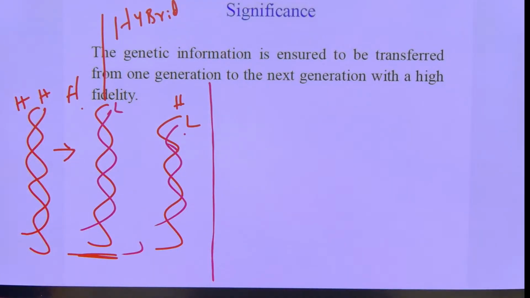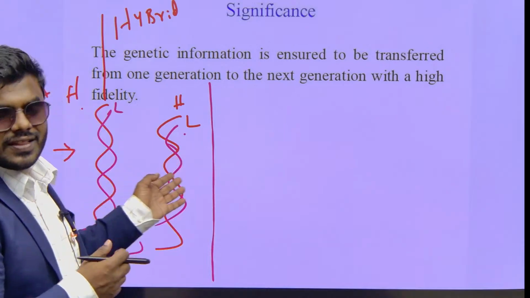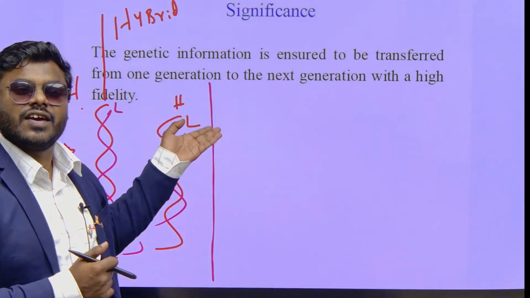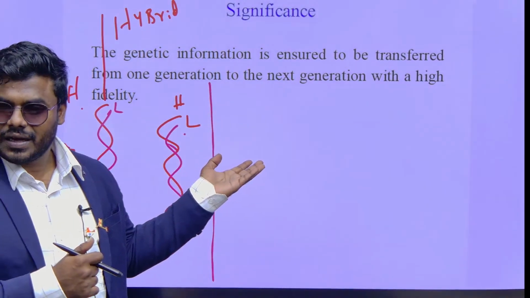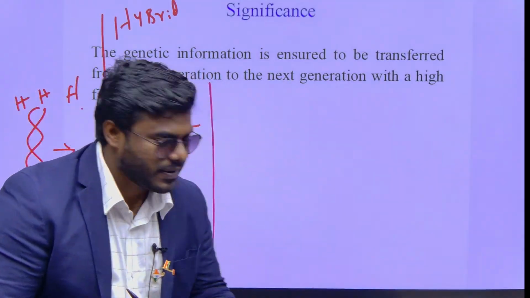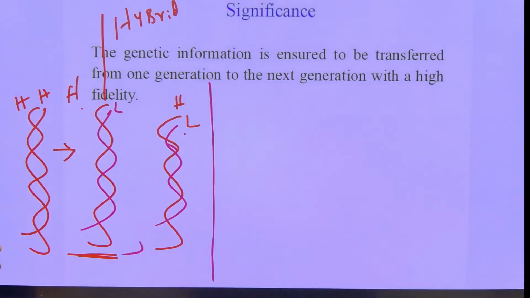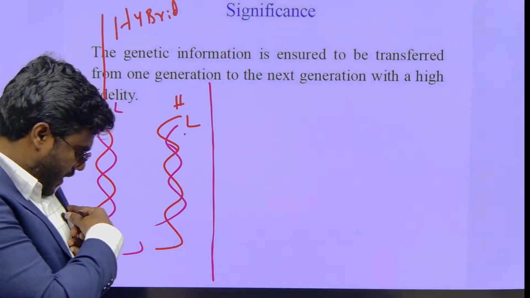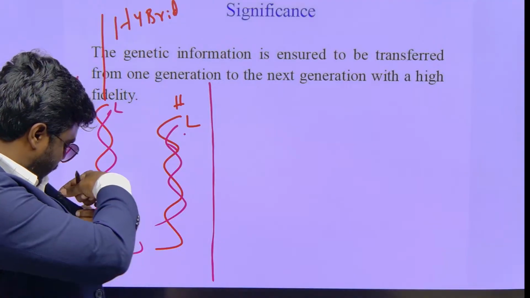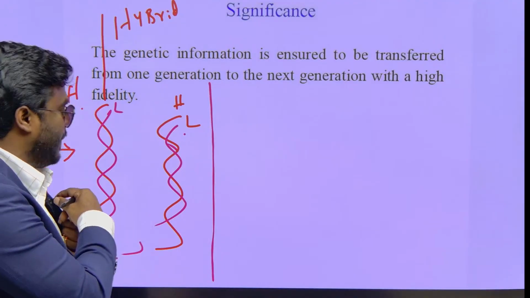First, they wanted to know which is the heavy strand and which is the light strand. I just explained it to you very clearly: the parent is heavy, the daughter is light. One is heavy and one is light. But how can we prove that? In order to prove it, they performed a very small experiment.